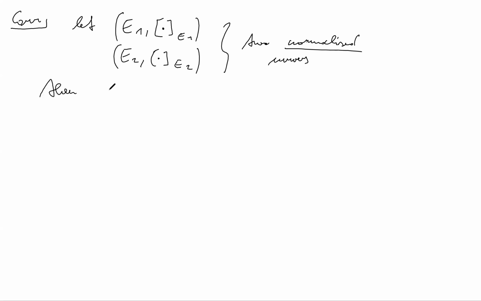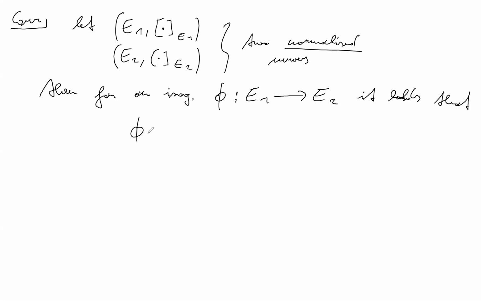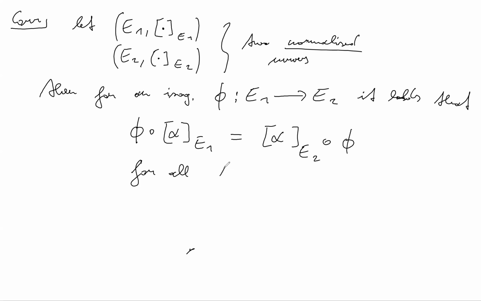Then for an isogeny phi from E1 to E2, it holds that if I embed first and send the point through the isogeny, this is the same as sending the point through the isogeny first and then embedding on the other curve, for all alpha in R. Essentially, if you choose this embedding, then it commutes with the action of the isogeny, and that's quite nice.